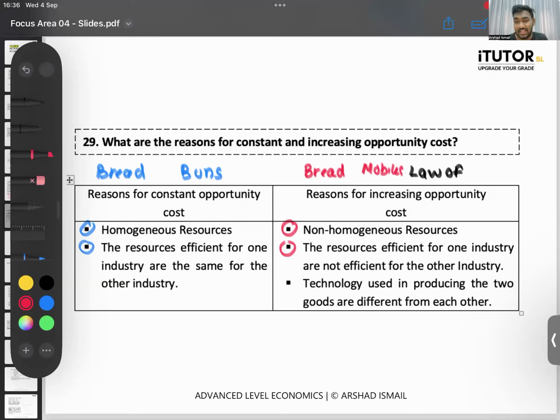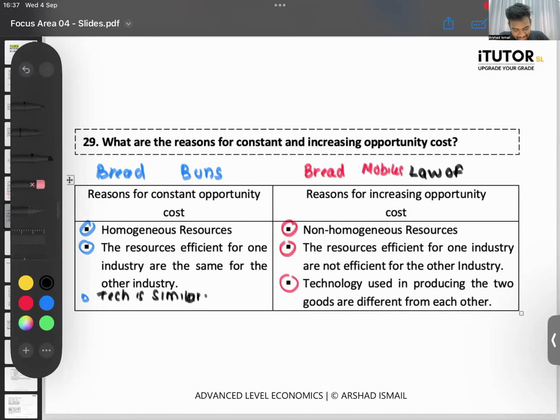That's another reason for increasing opportunity cost. And the third reason you can give is that the technology used to produce the two goods is different. Now, how do you bake bread? There is the oven, you connect it to electricity, and the bread is made. How do you make a mobile phone? I don't even know how the technology works. That's completely different. If you want, for the constant case, you can also say the technology is similar. You can give that as a reason as well. Those are the reasons behind constant and increasing opportunity cost.